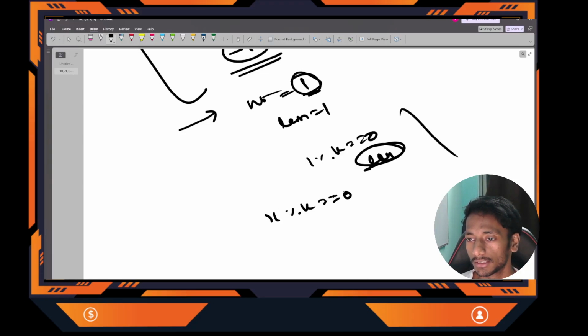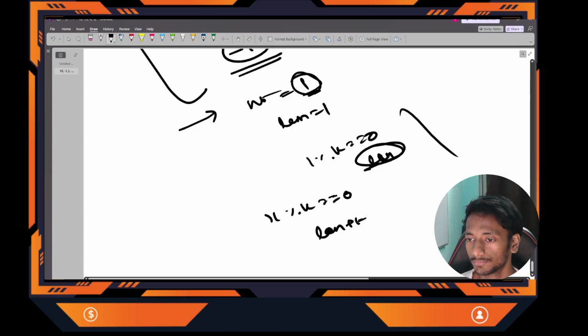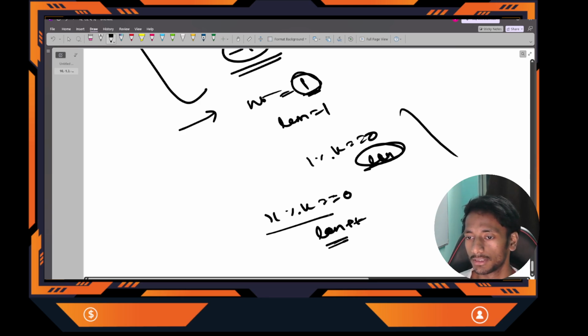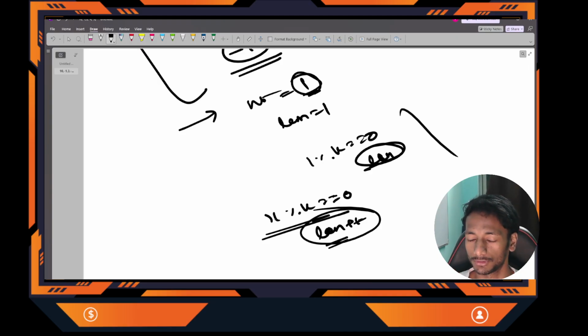We will again check that it is 0. If it is not 0, then we will increase the length also, because we are going to the next number, and the next number's length will always increase by 1 because we are inserting one digit 1. Got it? So we'll increase the length, and if modulo of k is equal to 0, then return the length.